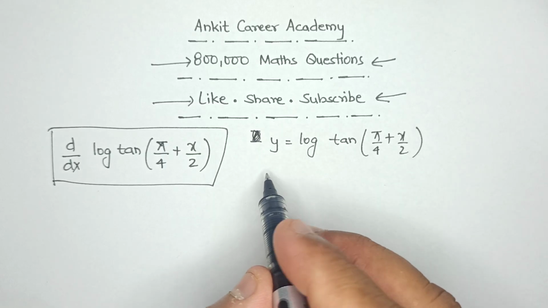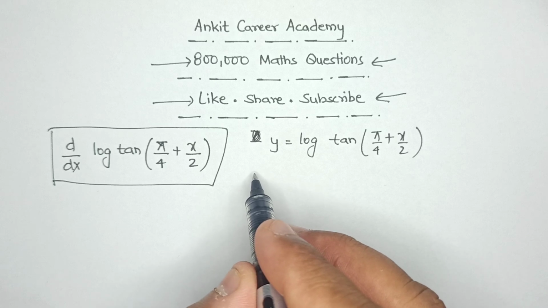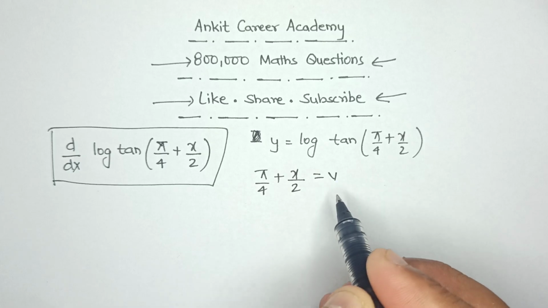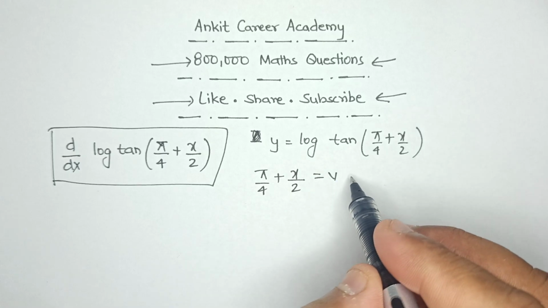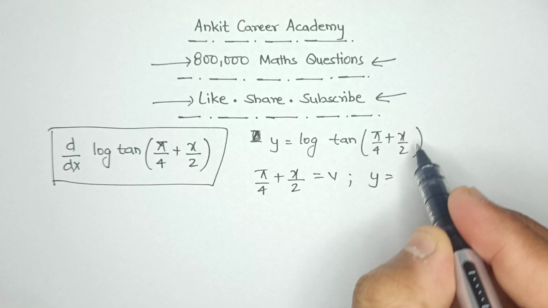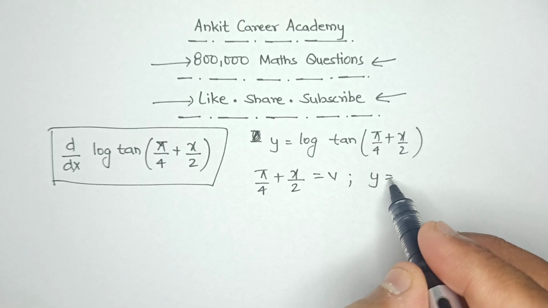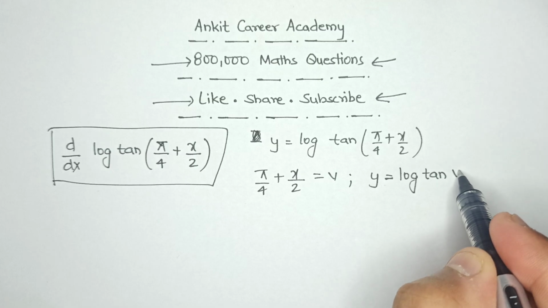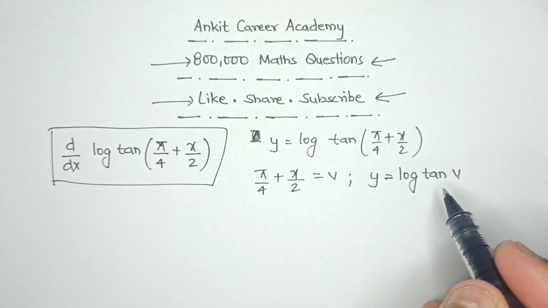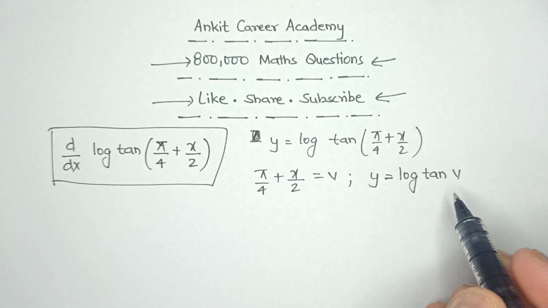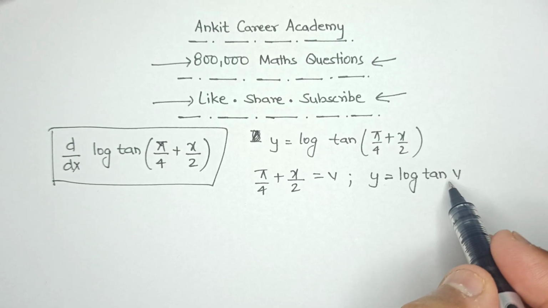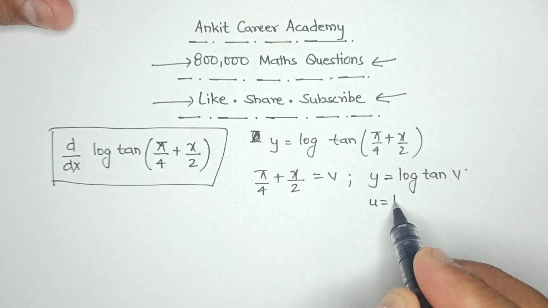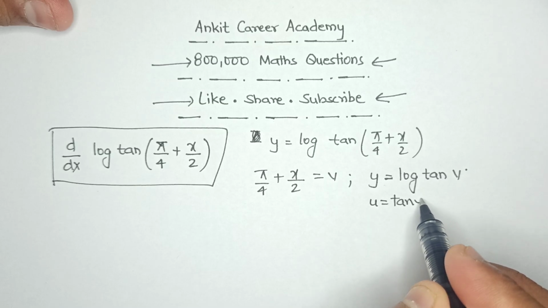Now after this, we are going to suppose that the value of pi by 4 plus x by 2 is equal to v. So that means, if we take this entire quantity as v, the value of y would come out to be log of tan v. And this internal function, that is tan v, we will take as u. So the value of u is equal to tan of v.